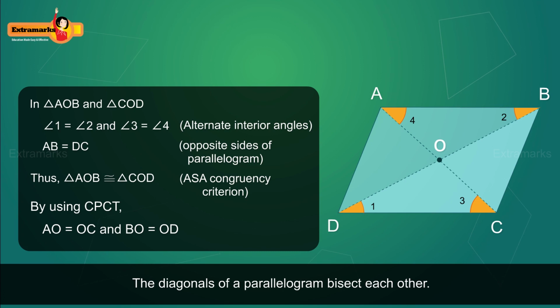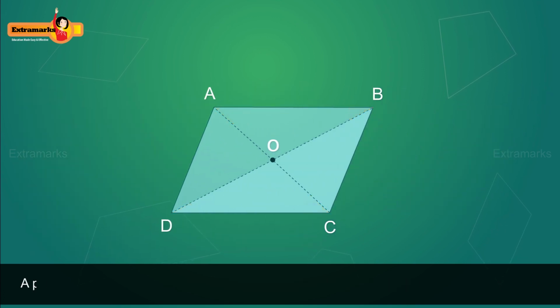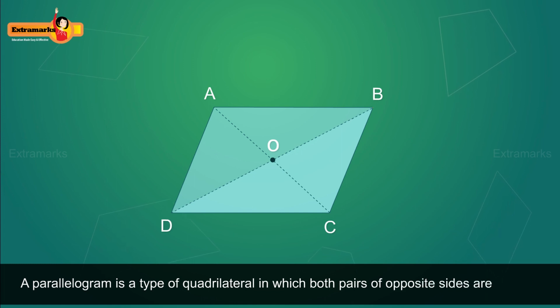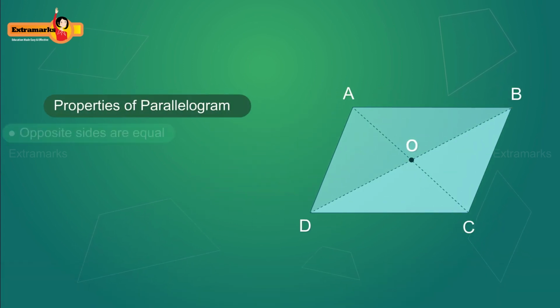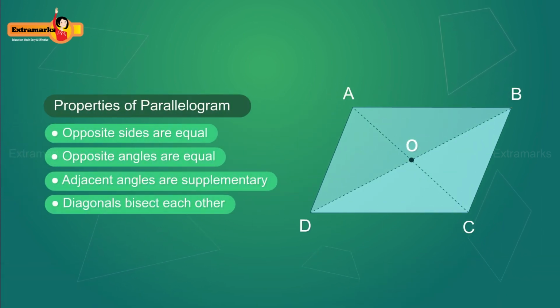Let us have a quick recap of what we have learned. A parallelogram is a type of quadrilateral in which both pairs of opposite sides are parallel. The four important properties of a parallelogram are given here.